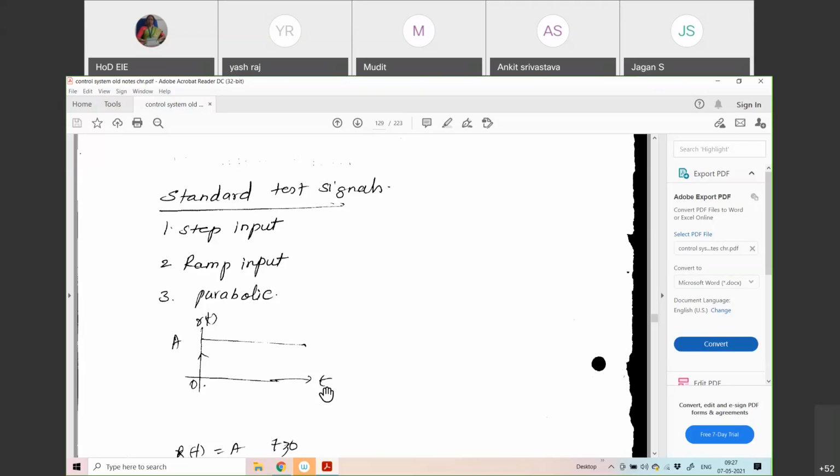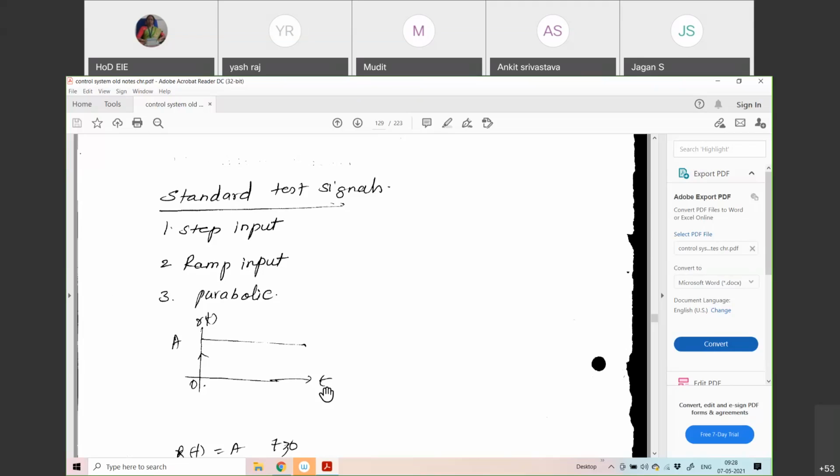How will the system behave if I give a sudden input of 10 volts? How will the system behave if I give a sudden input of 20 volts? If I give a step input, how does it respond? How will the system respond to a linearly changing input? All those things can be tested if you have these standard test signals: step input, ramp input, and parabolic input.